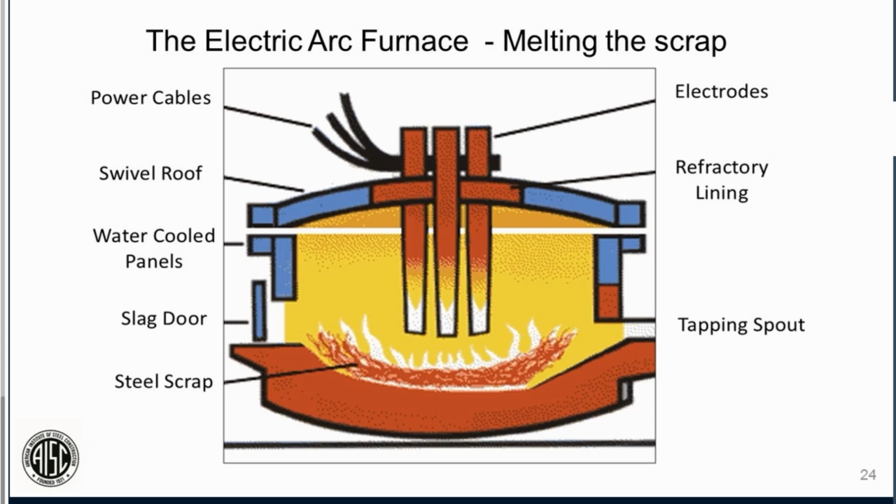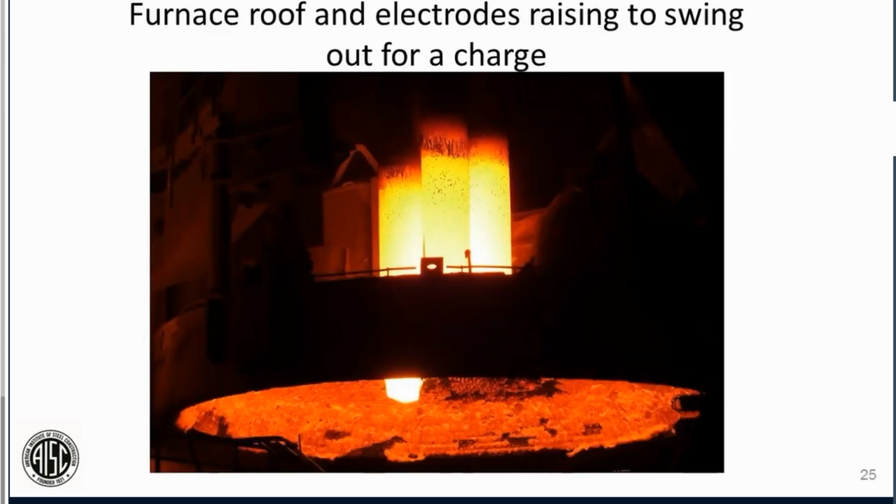We have water-cooled panels in the upper half of the shell that basically take some of the heat away so we don't melt the furnace down. And then the bottom half is all refractory lined with dolomitic type refractory. The scrap is in the middle. We have a slag door on the one side that the slag goes out, and we'll talk about what slag is later on. And then we got the tapping spout or the tap hole on the other side where the liquid steel goes when we're done melting the scrap down. So let's go ahead and advance to the next slide.